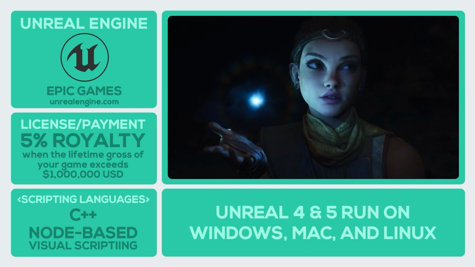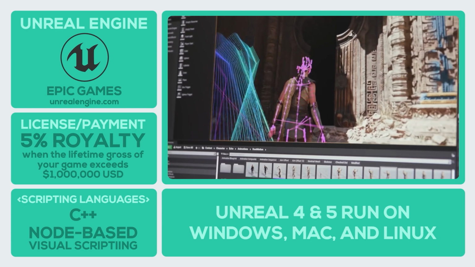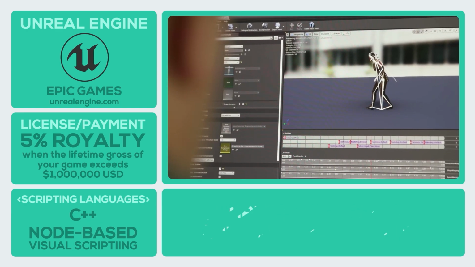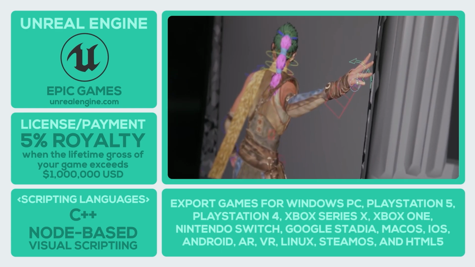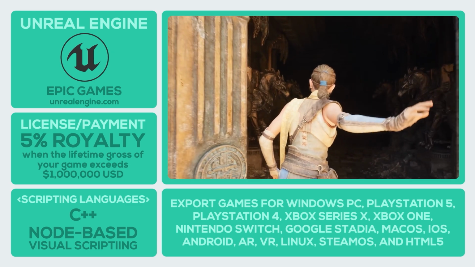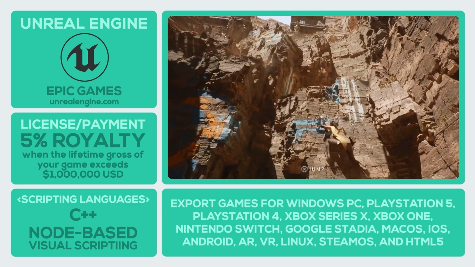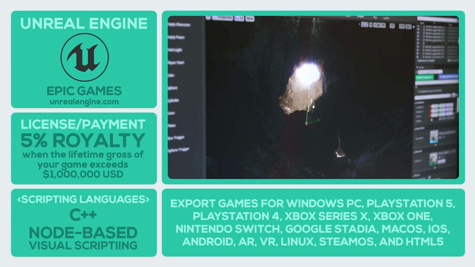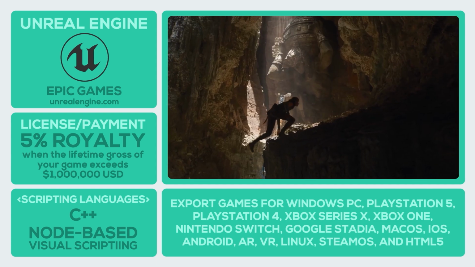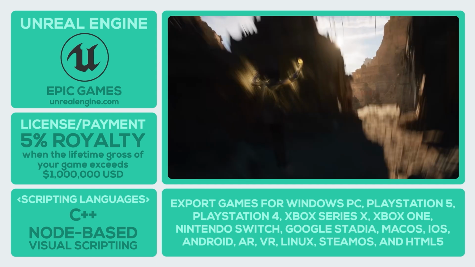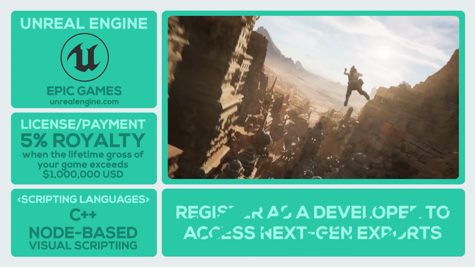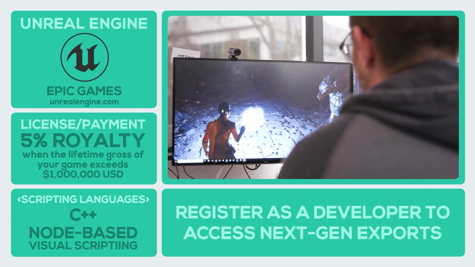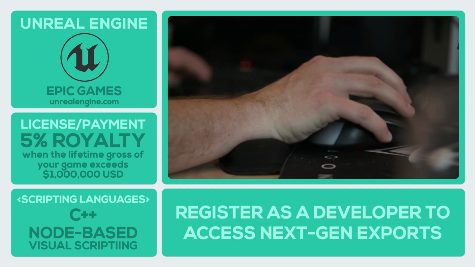Unreal Engine 4 and 5 run on Windows, Mac, and Linux. It's capable of exporting games for Windows PC, PlayStation 5, PlayStation 4, Xbox Series X, Xbox One, Nintendo Switch, Google Stadia, macOS, iOS, Android, AR, VR, Linux, SteamOS, and HTML5. To access the next-gen export functionality, you have to register with Epic as a developer.